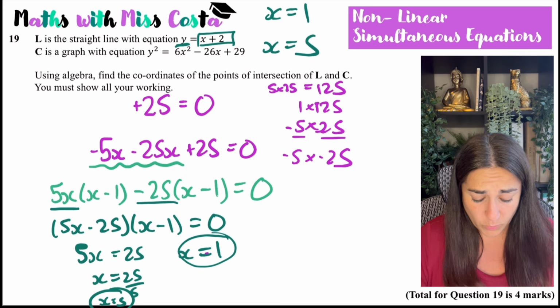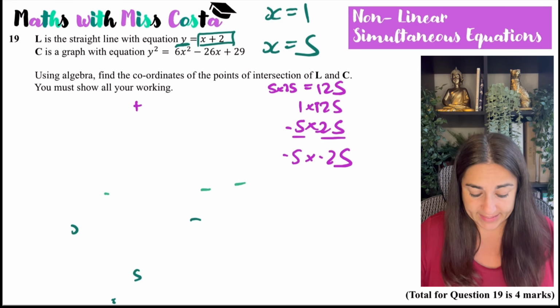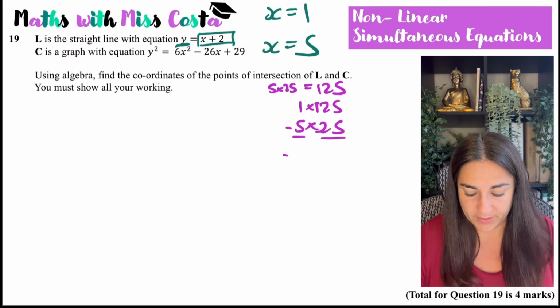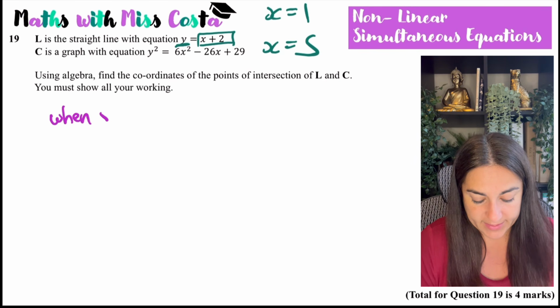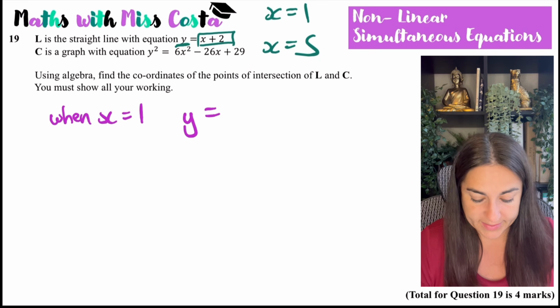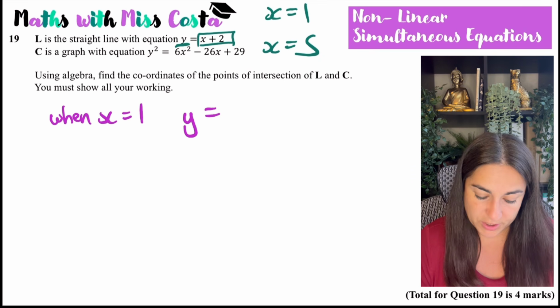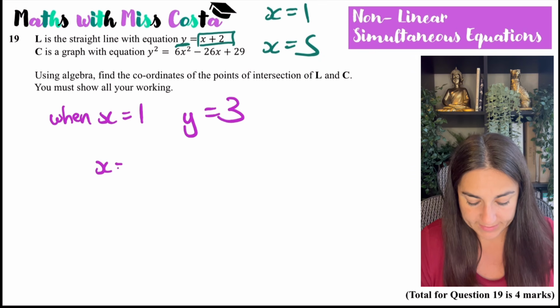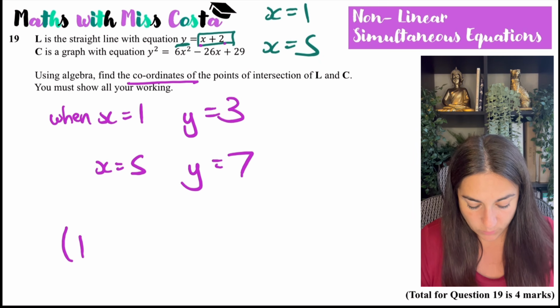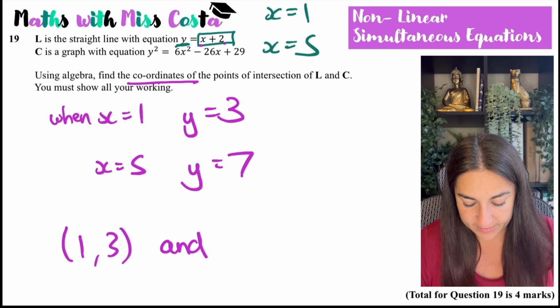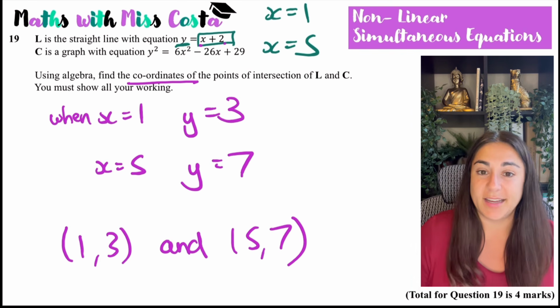Then all we do is substitute into the easiest equation. That's going to be y equals x plus 2. So when x is 1, y is 1 plus 2, which is 3. When x is 5, y is 5 plus 2, which is 7. So the coordinates are going to be (1, 3) and (5, 7).